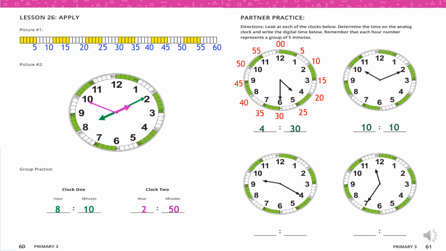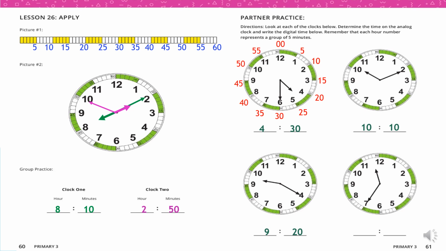The third example, the short hand is between 9 and 10. We will take 9 or 10? We will take the smaller number. It didn't reach 10 yet, so we will not take 10. We will choose 9. And the long hand is referring to 4. So we will sing our song 5, 10, 15, 20. So when it reached 4, it told me 20 because we have 4 groups of 5.